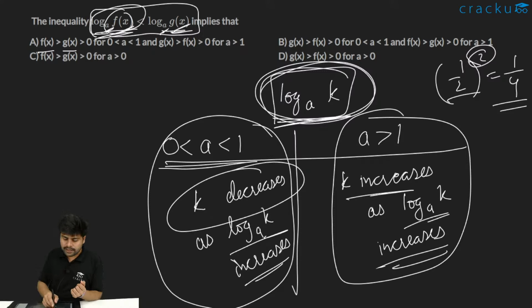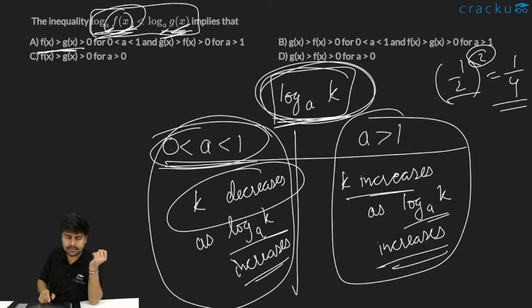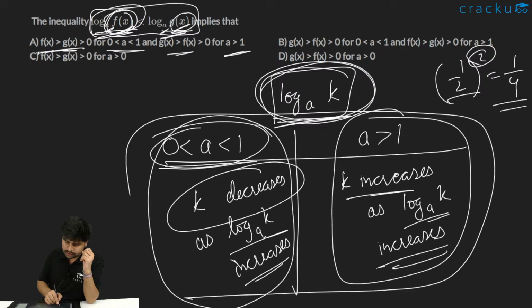So if the power on this side, log base a of f(x), is less than the power on the other side, log base a of g(x), then based on this condition, the argument on this side will be lesser. So if f(x) is greater than g(x) greater than 0, then a has to be less than 1. If f(x) is less than g(x), then a has to be greater than 1, right? Based on these conditions, option A is the correct answer.